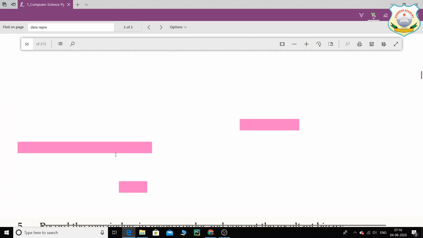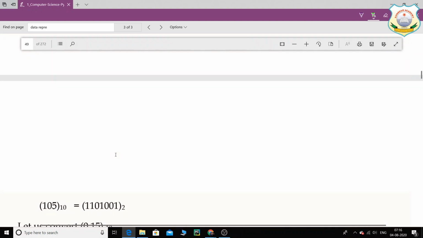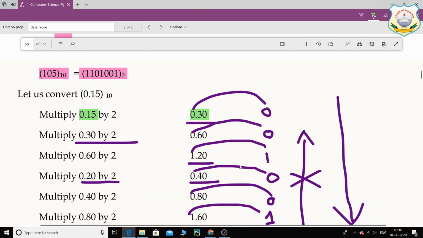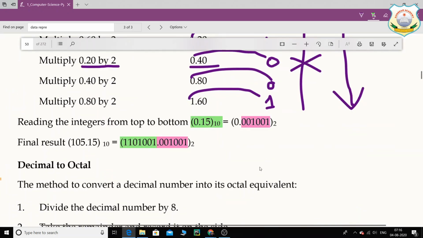That is what we did today. This entire explanation that I have shown you.